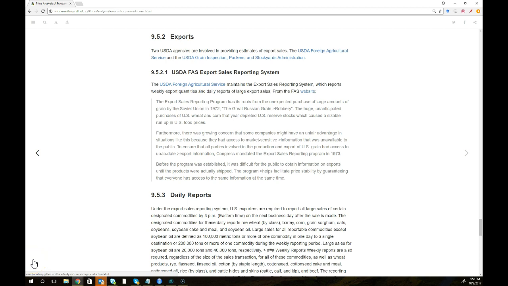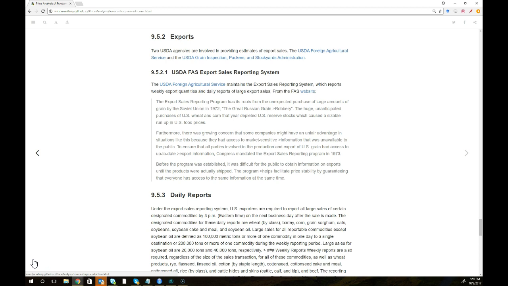This system was created in response to a very specific event in history. In 1972, the Soviet Union purchased huge amounts of wheat and corn that depleted the U.S. reserve stocks and caused a sizable increase in food prices. Also, after this event came to light, it was a publicly held concern that large grain handling companies might have access to market-sensitive information specifically related to sizable quantities of exports, and they might be able to trade in a way that was specifically advantageous to them personally, and maybe not so much to the public at large.